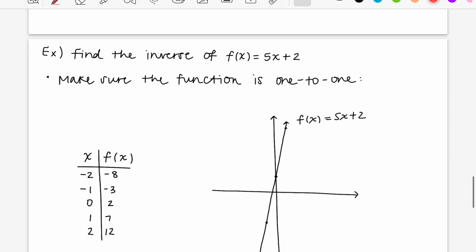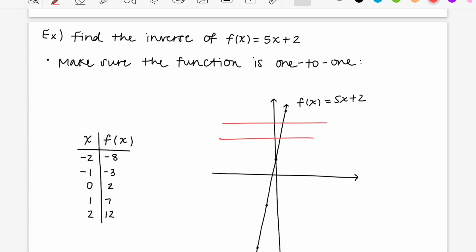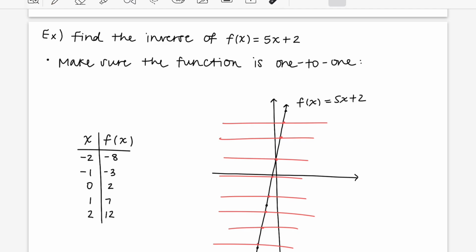We can also use our graph and do the horizontal line test. So we draw a bunch of horizontal lines on this graph here and make sure that these lines only intersect our graph at exactly one point here. So we see that the horizontal line test and looking at the inputs and outputs in this table tell us that this function is one-to-one. So this tells us that our function will have an inverse.